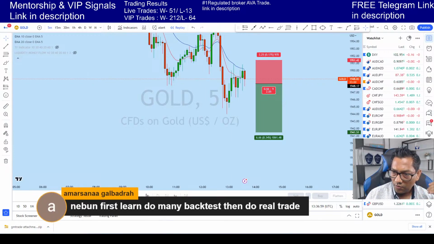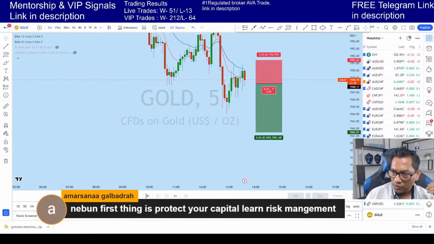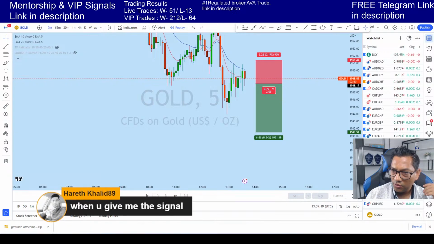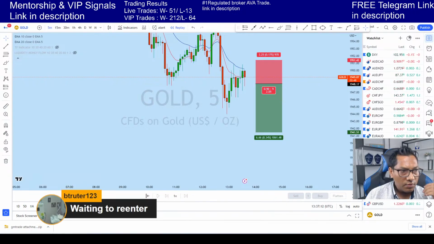Okay, thank you. All right, good morning, boss from Costa Rica. Thank you very much. So we need a strong selling candle to keep the trade running. Awesome, thank you, no problems. I still see the price action is bearish, so we still can hope for it. Okay, I need a strong breakdown in the profit zone.